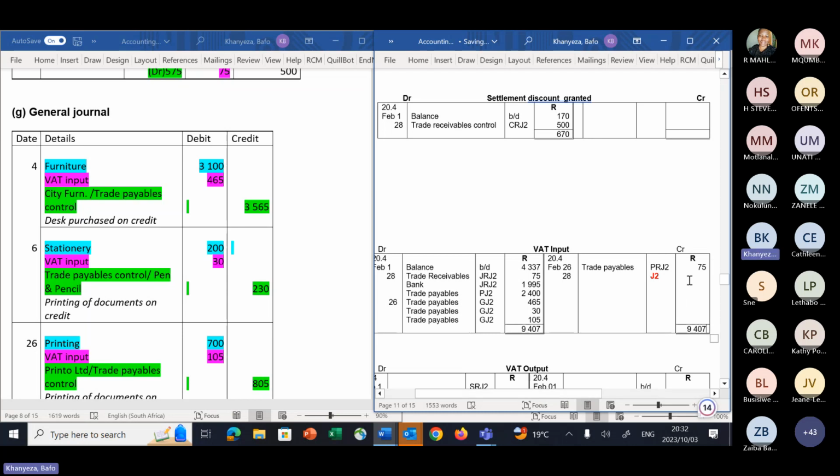Then the balancing figure, if you add all this, 9407 minus 75, you're gonna get 9332. So this is the balancing figure. So it's the VAT control account. What does this 9332 mean? It means we will then have to do the journals now.